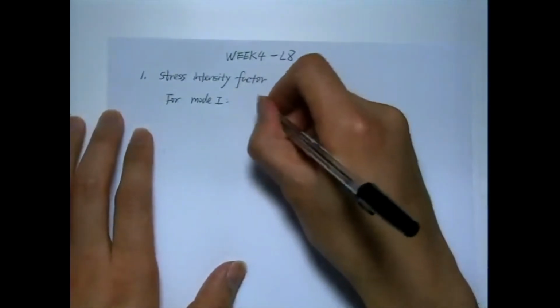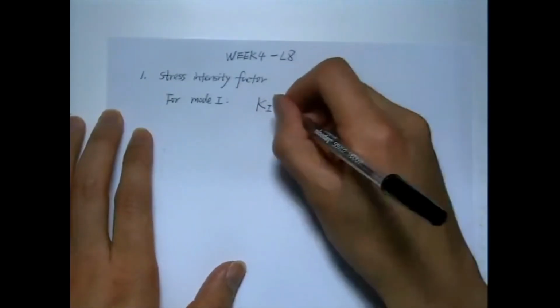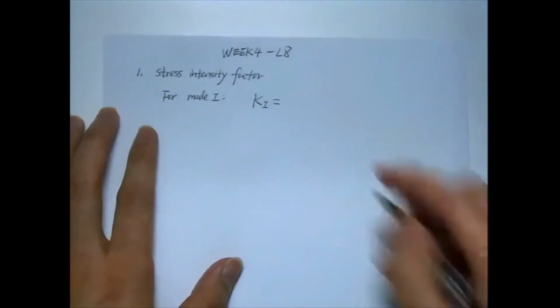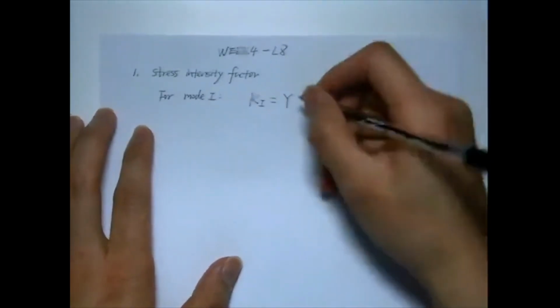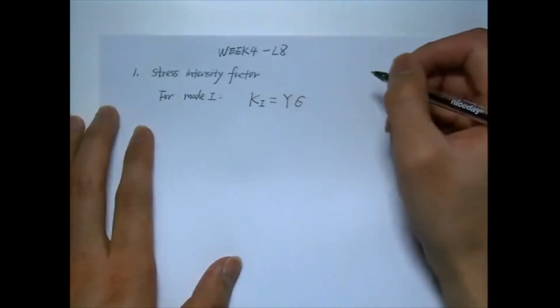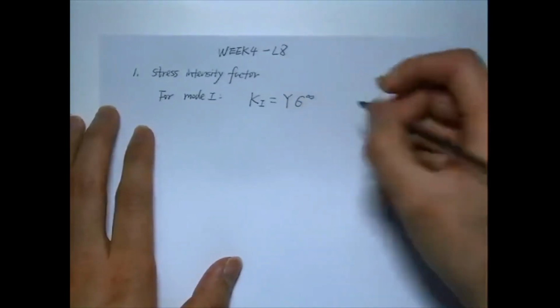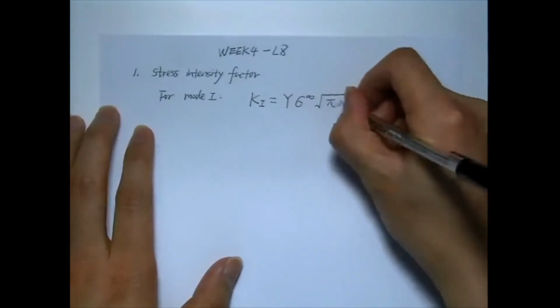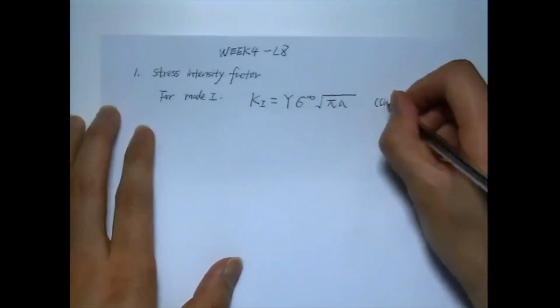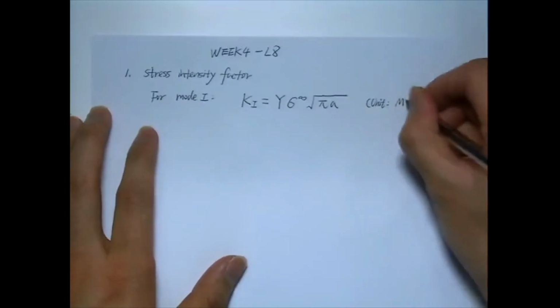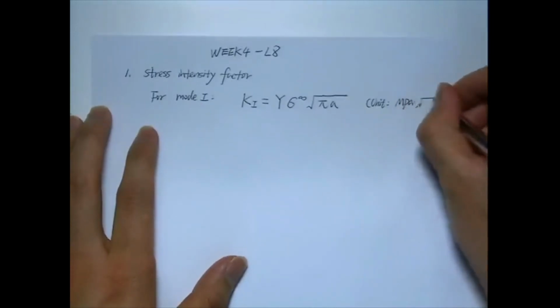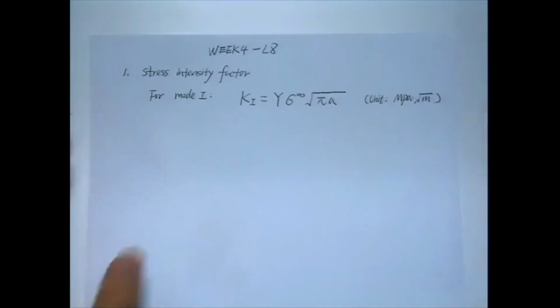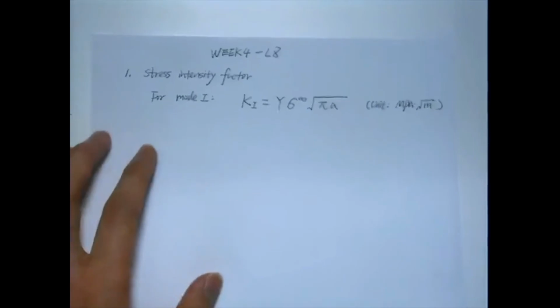So we put that K_I. I means mode 1 fracture, open mode. It's Y times your sigma, let's say remote stress, times square root of pi a. Okay? The crack length. The unit is MPa square root meter. But there's some other case for mode 2.